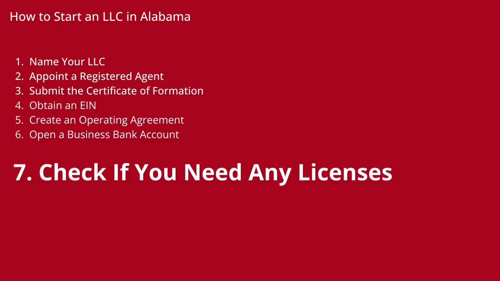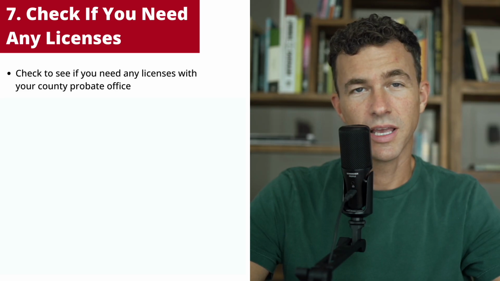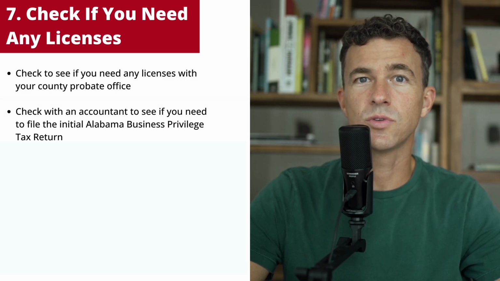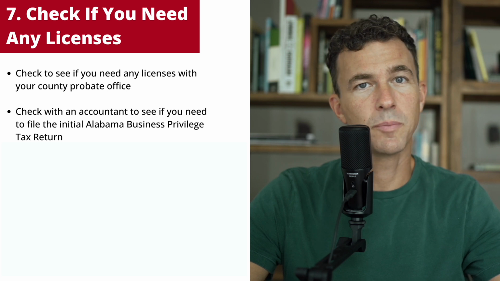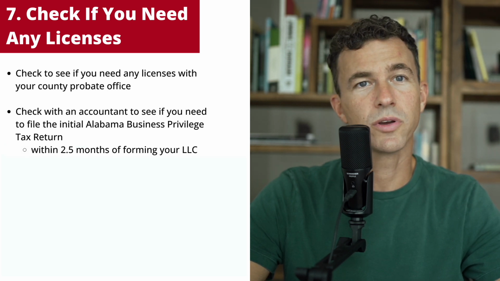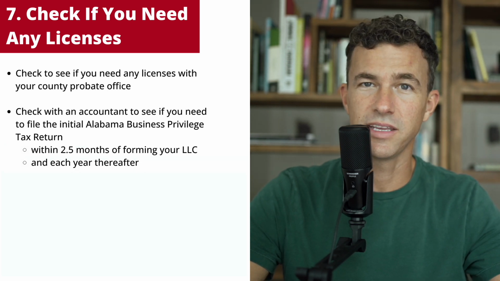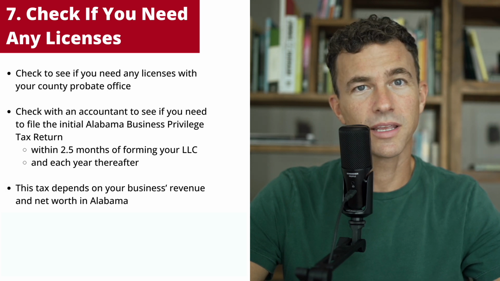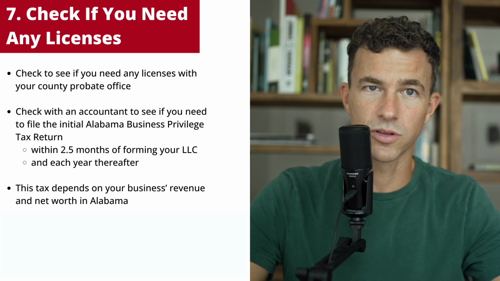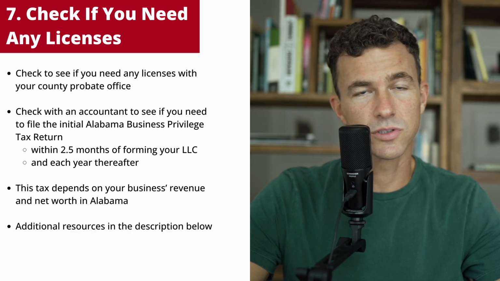You'll find 2 videos down below, one on how to open a business bank account and another on the best business bank accounts. To keep your business open and in good standing, step 7, check to see if you need any licenses with your county probate office, and check with an accountant to see if you need to file the initial Alabama business privilege tax return within 2.5 months of forming your LLC and each year thereafter. It's a bit complicated to get into in this video, but this tax depends on your business's revenue and net worth in Alabama.